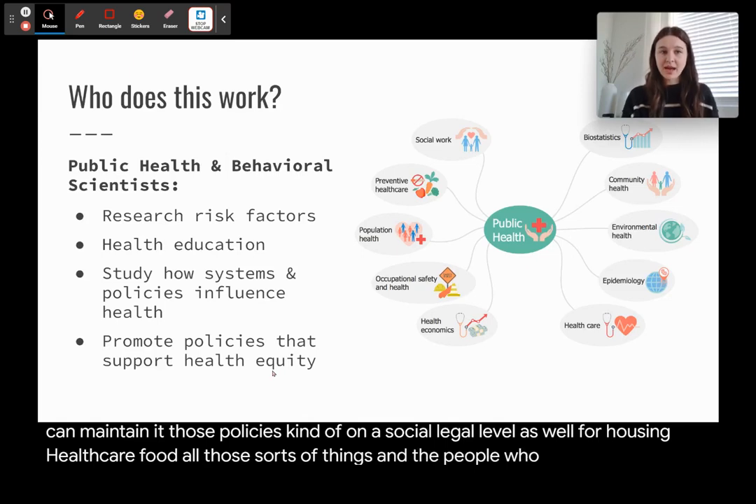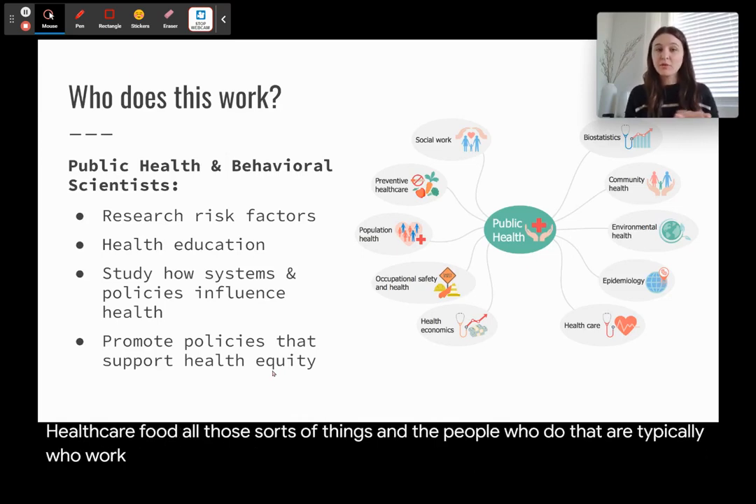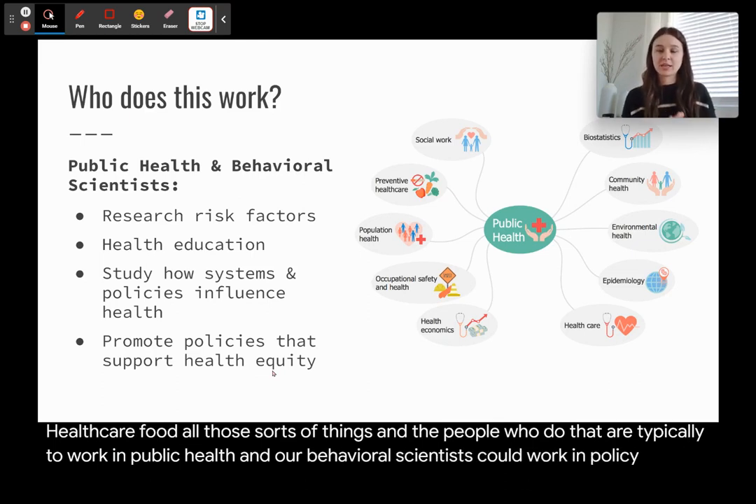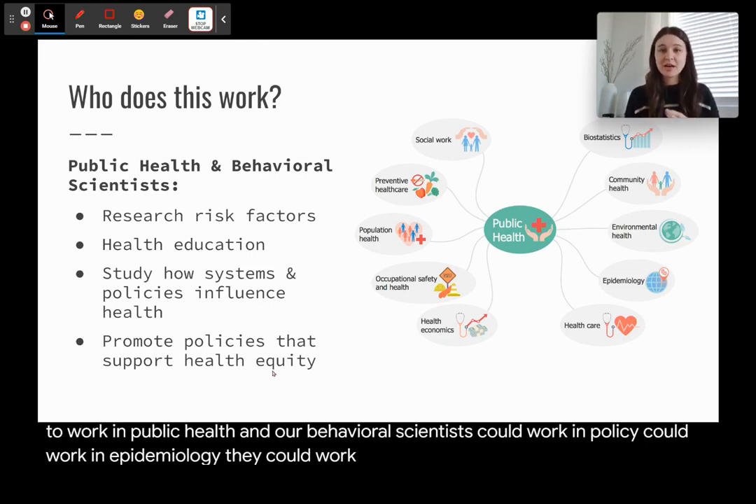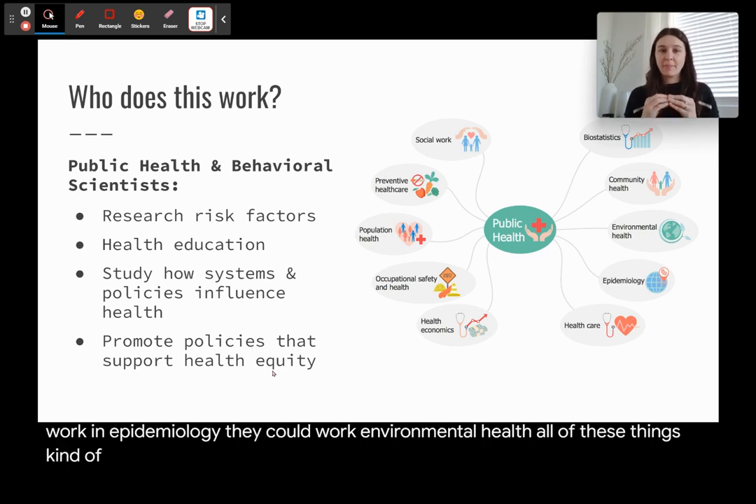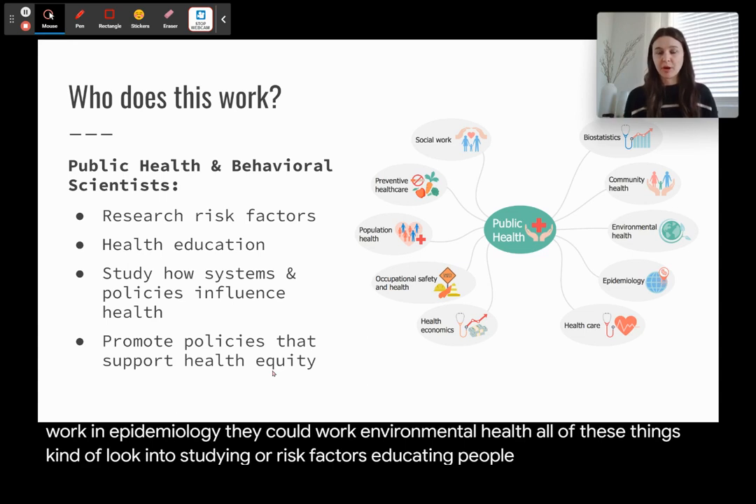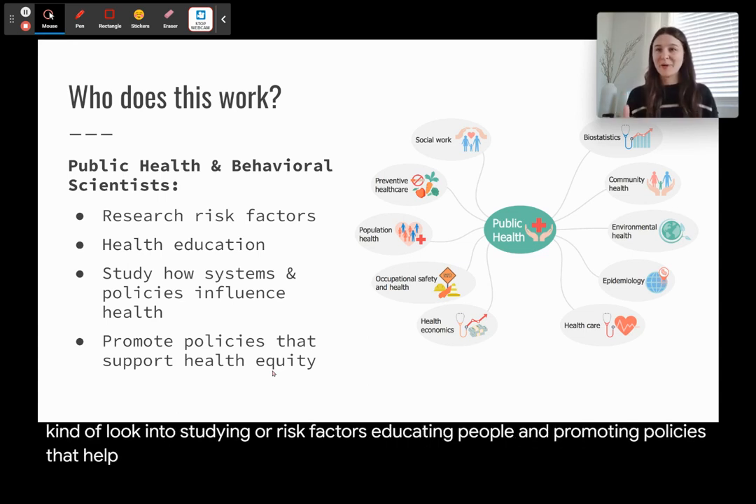And the people who do that are typically people who work in public health, and our behavioral scientists could work in policy, could work in epidemiology, they could work in environmental health. All of these things kind of look into studying the risk factors, educating people, and promoting policies that help promote health equity.